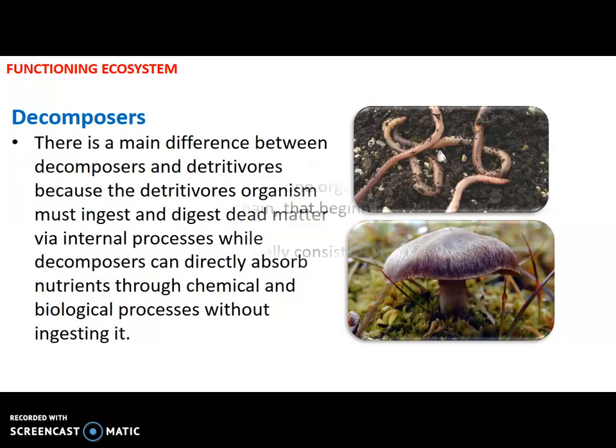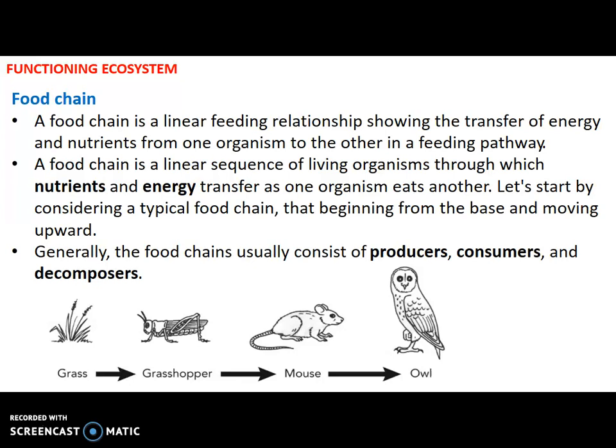Now let's look at a food chain. A food chain is a linear feeding relationship. When we say that something is linear, it means that it's in a straight line. It is a linear feeding relationship, showing the transfer of energy or nutrients from one organism to the other in a feeding pathway. Remember, feeding pathway in a trophic level. Now, you see here a linear sequence in this particular food chain, a linear sequence in which nutrient is being transferred.